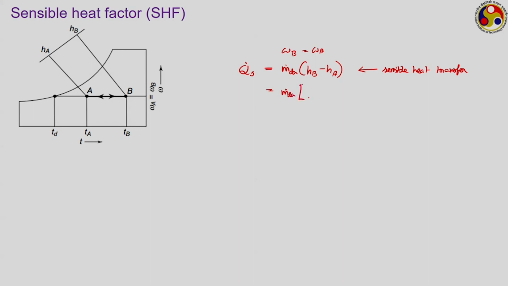So m dot dry air, for the H B part, enthalpy can be written as 1.005 into T for point B plus (2500.9 plus 1.82 T B) multiplied by omega at B, minus 1.005 T A minus (2500.9 plus 1.82 T A) into omega A.